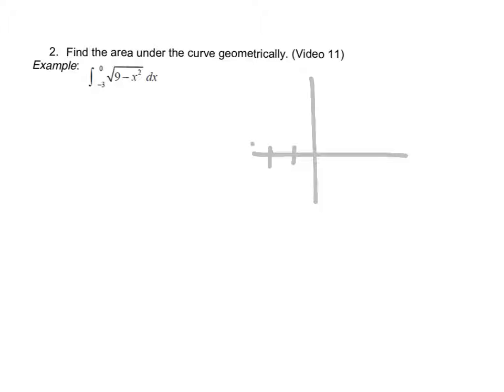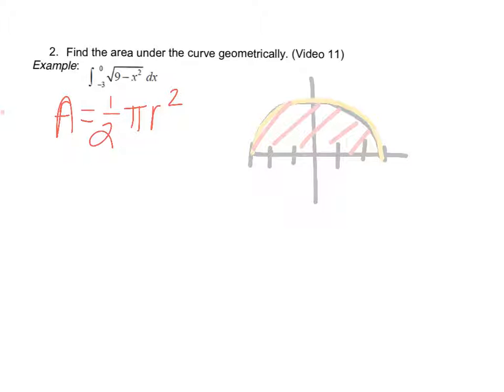So if I have a radius of 3, my circle is going to look something like that. I mean, let's be real, I can't draw as well on this, but something like that. And I want to find the area under this curve. So I can find this area using the area of a semicircle formula. The area of a semicircle is 1/2 pi r squared. But keep in mind, I also want to find the integral from negative 3 to 0. So I'm actually only finding this piece.